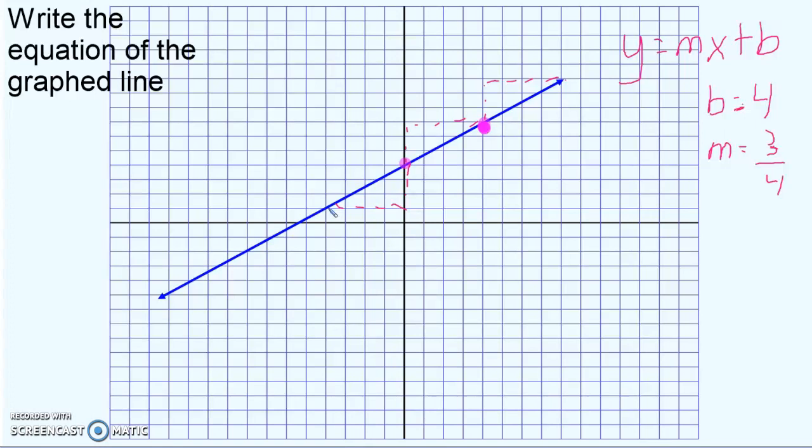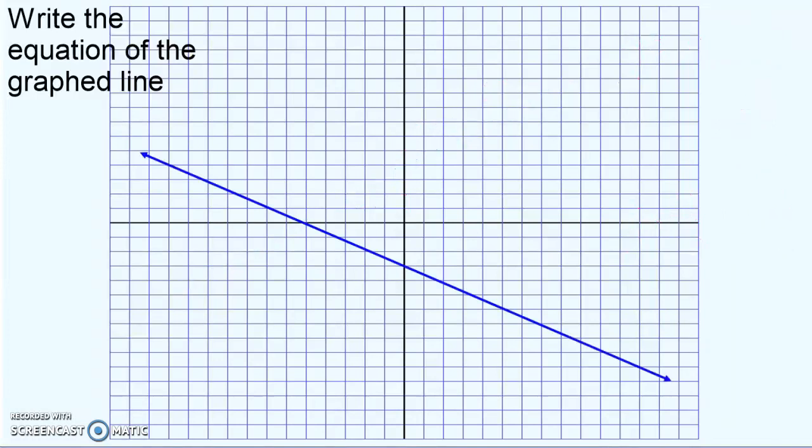So that means that the equation of this line in slope-intercept form is going to be y is equal to our slope 3/4 x plus 4, which is where our line crosses the y-axis. Let's move on to another example here.